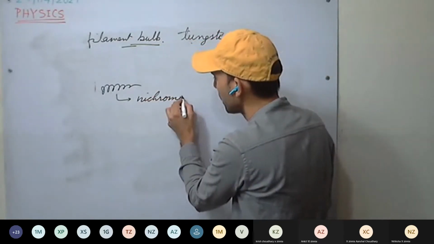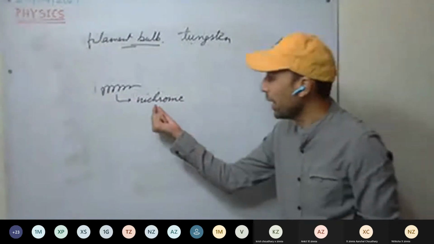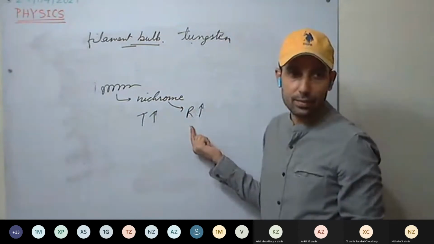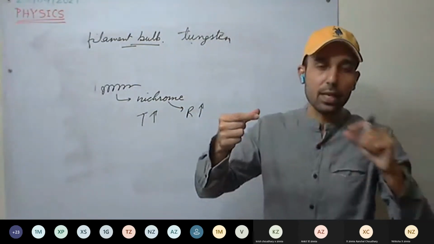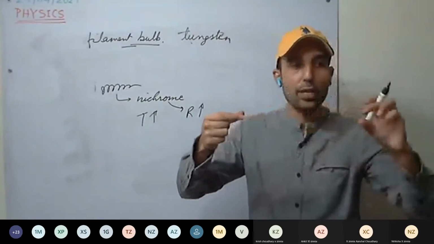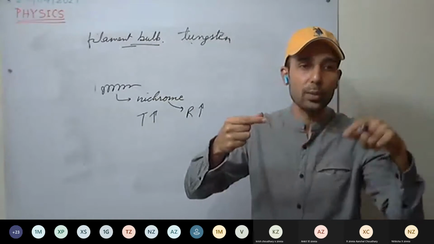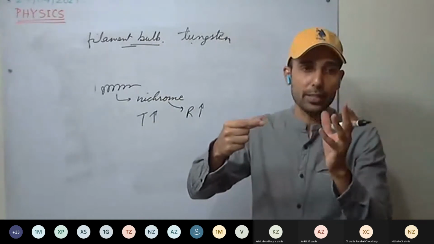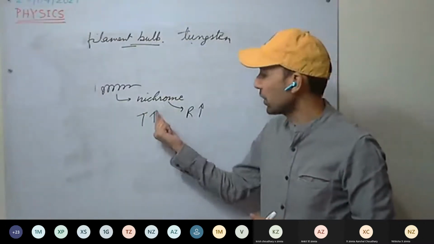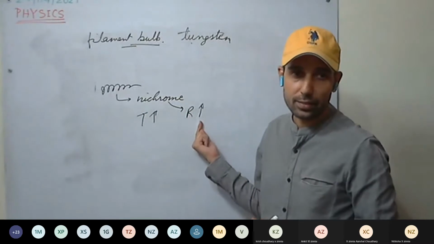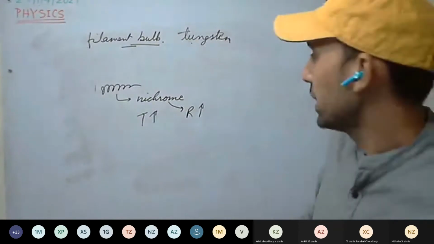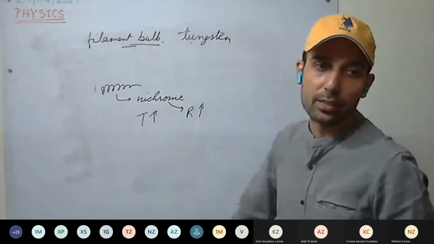It has high resistance, but there is one more property of this wire. As the temperature is increasing, the resistance of this wire also increases. So initially it glows a bit. Now, because of this temperature increase, the wire is offering more and more resistance. As it offers more resistance, more heat and more light will be emitted. So nichrome wire has high resistance, and as temperature increases, resistance increases. So it's a non-ohmic conductor.